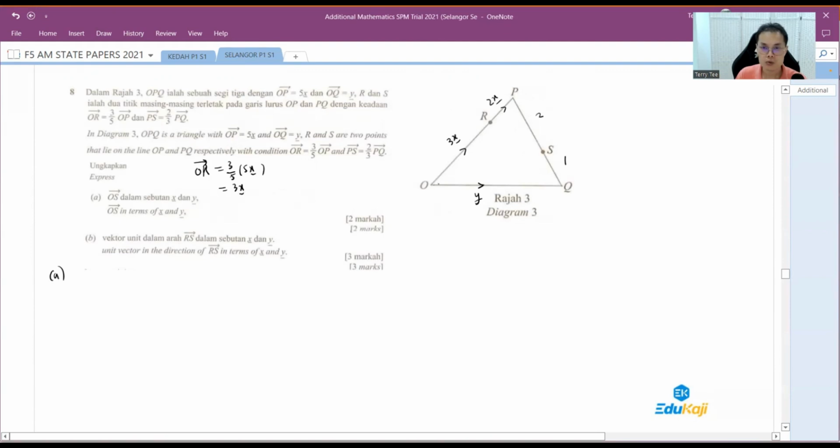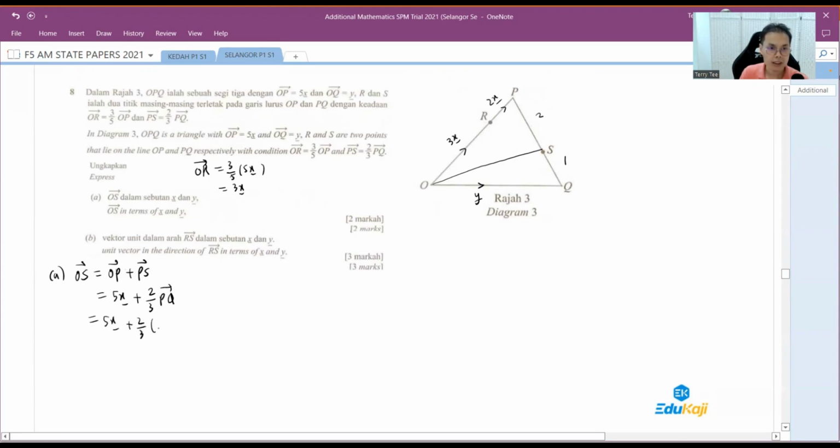So I want to go from O to S, we can go directly here. We can go O to P, P to S. So let me write down, OS is O to P, P to S. OP is just 5x, PS is 2 over 3 of PQ. So we are going to sub in your PQ.